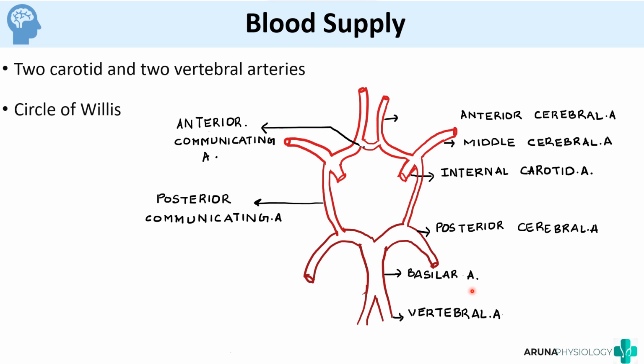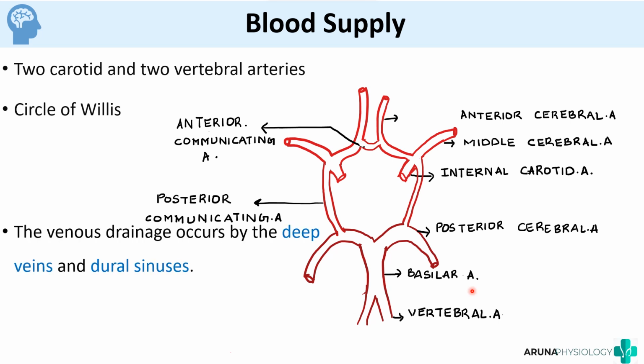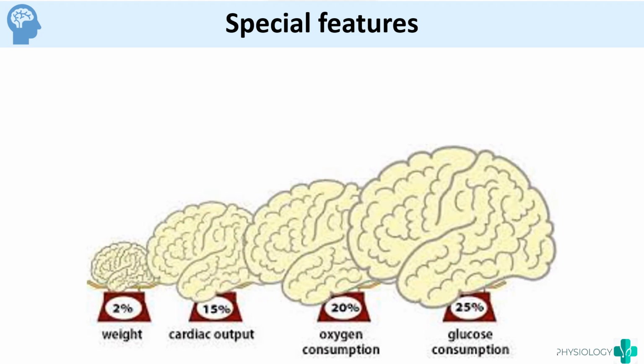What about venous supply? The venous drainage occurs via the deep veins and dural sinuses, which in turn drain into the internal jugular vein. So this is the rough introduction about the blood supply of the brain. Now what are the special features of cerebral circulation? It is easier to remember by seeing this image.